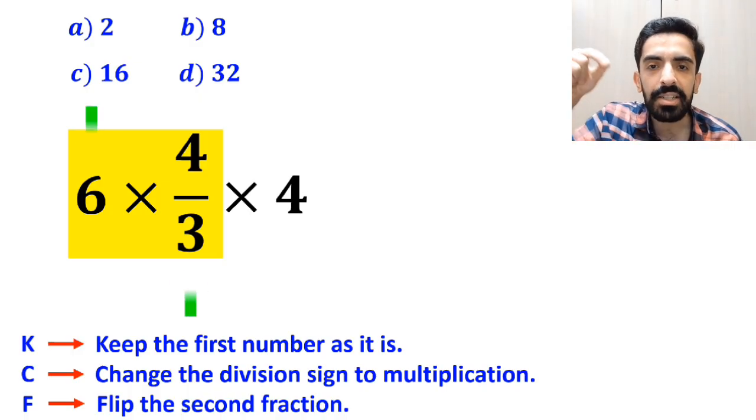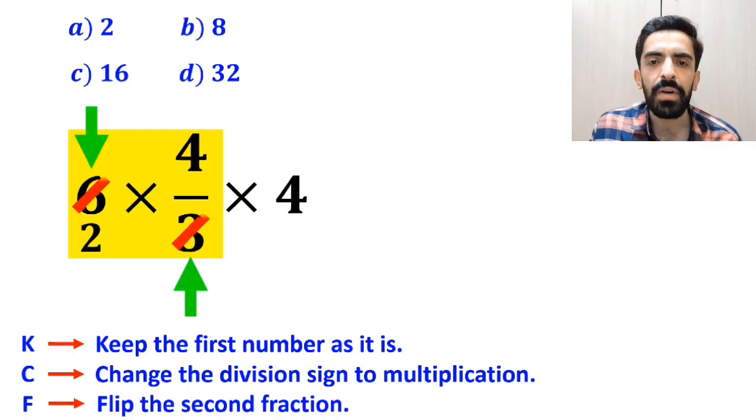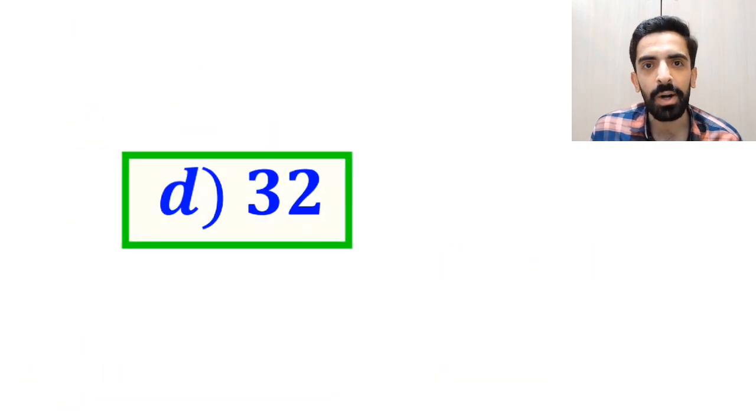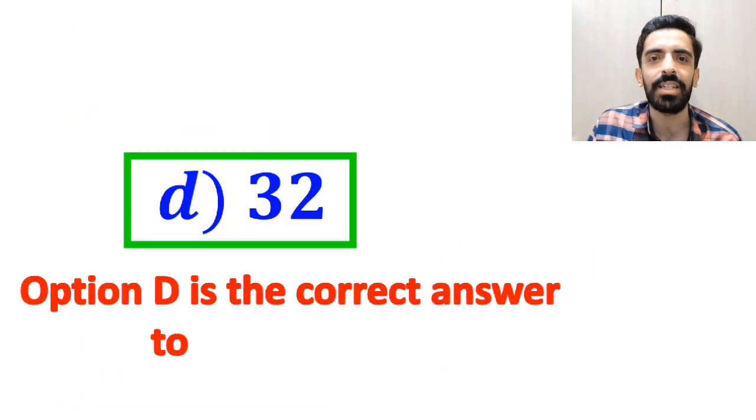Alright, as you can see on the screen, the number 6 simplifies with the 3 in the denominator, and this expression simplifies to 8 multiplied by 4, which finally gives us the answer 32. Therefore, option D is the correct answer to this question.